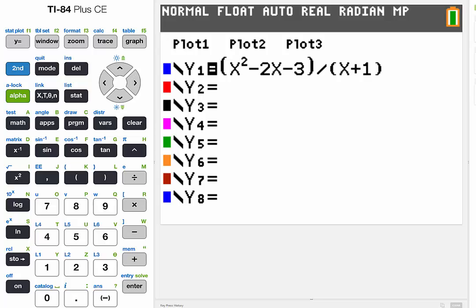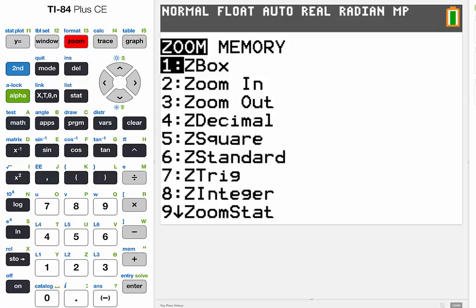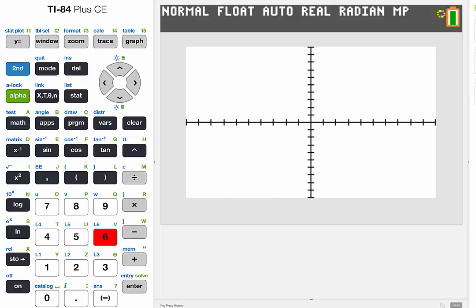So let's go ahead and graph this function, and the easiest way to graph it is to start with the zoom button and then choose option 6, which is zoom standard. A standard window starts at -10 on the left, goes to +10 on the right, starts at -10 on the bottom, goes to +10 on the top. You can use the window key to adjust that if you need to, but this gives us pretty much everything that we need to see.